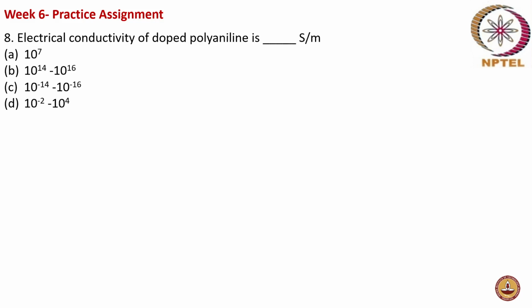Electrical conductivity of doped polyaniline is dash Siemens per meter. Is it 10 power 7, or 10 power 14 to 10 power 16, or 10 power minus 14 to 10 power minus 16, or 10 power minus 2 to 10 power 4? Option B? Ma'am, D. Do all of you agree with that? Option D, ma'am. 10 power minus 2 to 10 power 4. Yes, so it is 10 power minus 2 to 10 power 4. It comes in the semiconductor range.